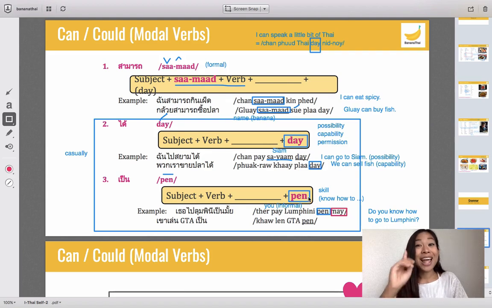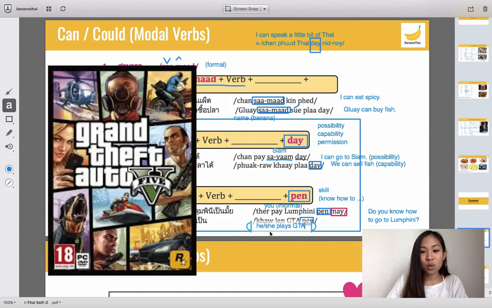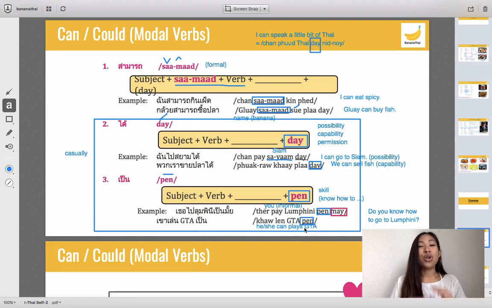The next example: เขาเล่น GTA เป็น. Remember the word เล่น from ชื่อเล่น, nickname? เล่น is to play, เขา is he or she. เขาเล่น GTA เป็น means he or she can play GTA, knows how to do it.